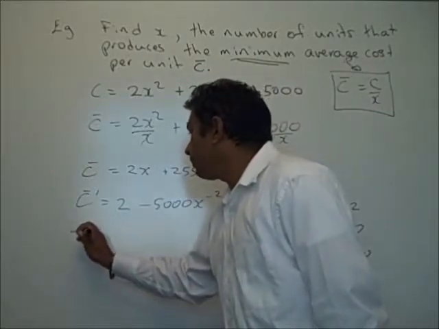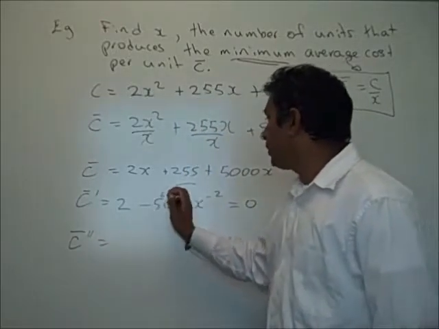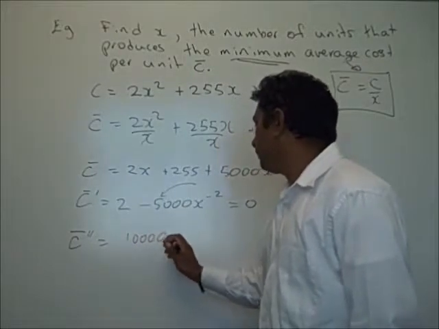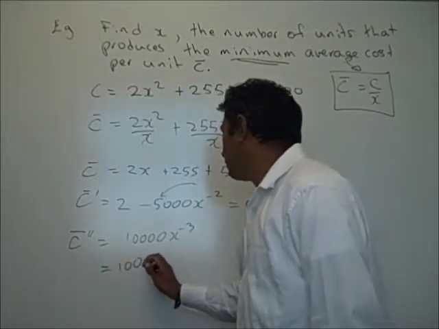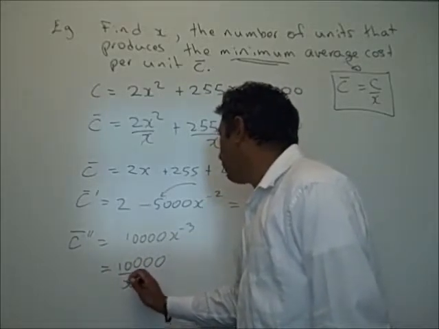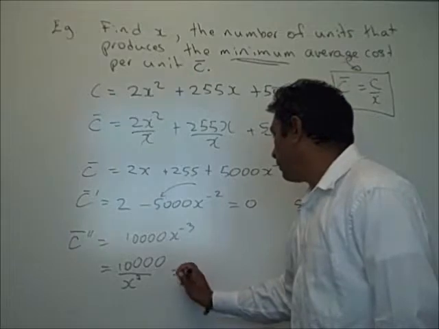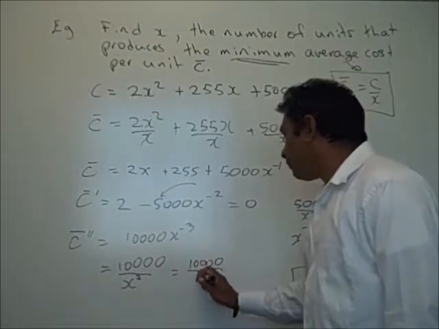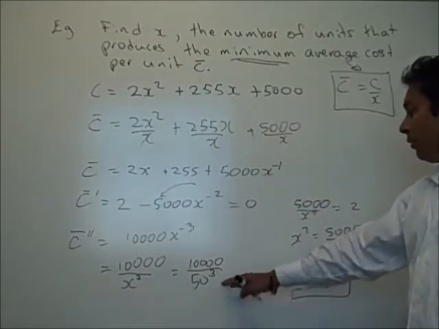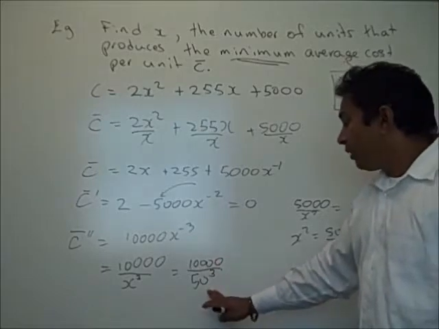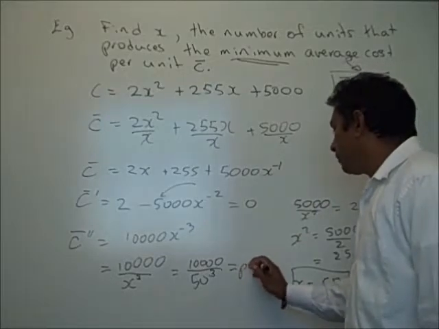Our second derivative will give us, this goes to 0, this times this becomes 10,000 x to the negative 3, or 10,000 over x to the third. Now if we substitute 50 in for x, this becomes 10,000 over 50 cubed. It doesn't matter what 50 cubed is. This is a positive number divided by a positive number, so we know our second derivative evaluated at 50 is going to be positive.